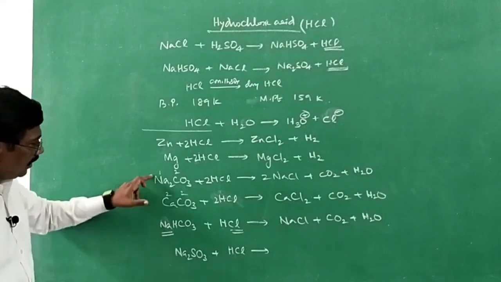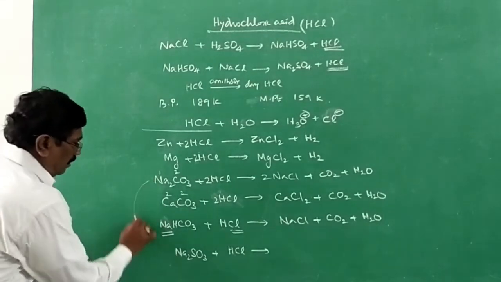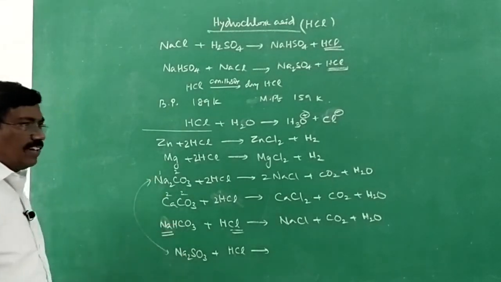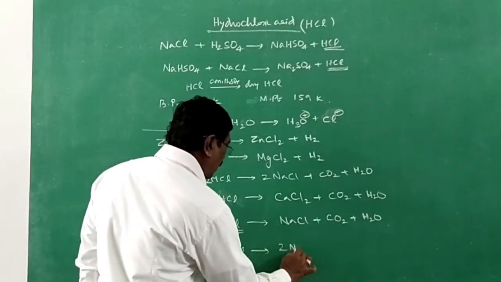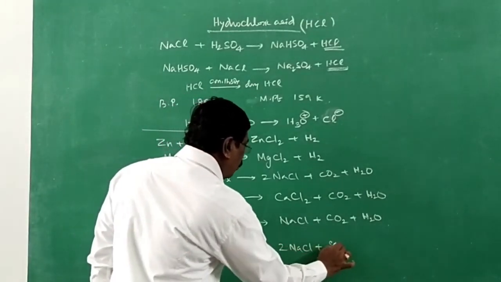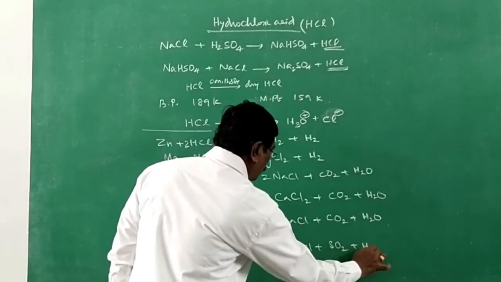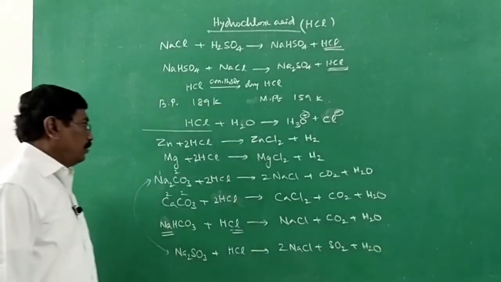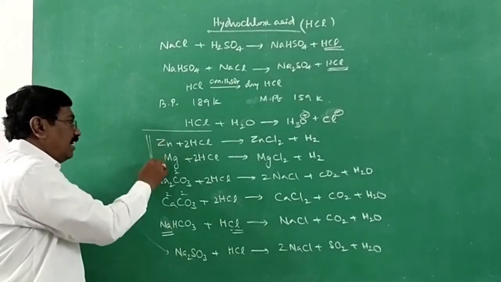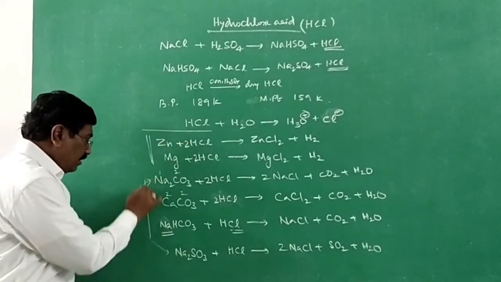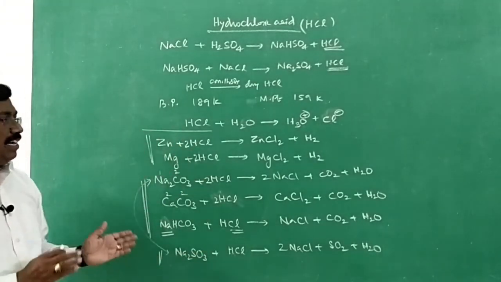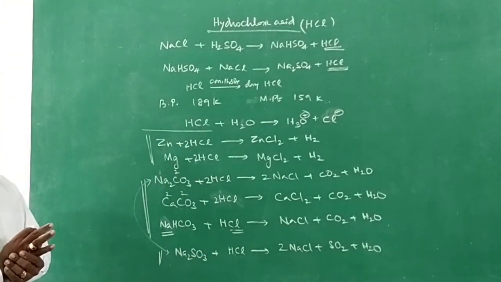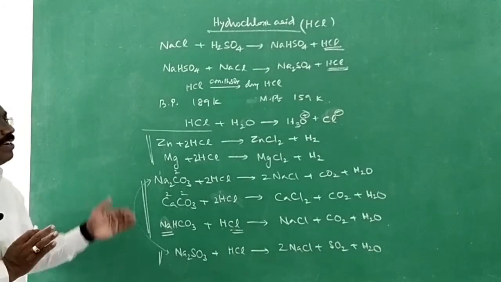With sodium sulfite, similar to this. There carbon dioxide, here sulfur dioxide, that's the difference. So you'll be getting 2 NaCl, SO2 plus H2O. So with the metals, metal halide and hydrogen; with carbonates, carbon dioxide and water; with sulfite, sulfur dioxide and water. So these are the common reactions.